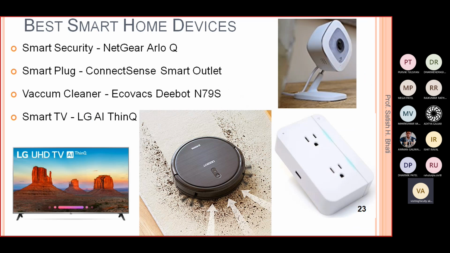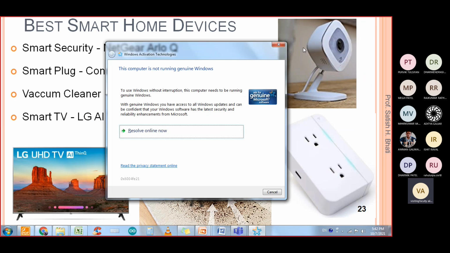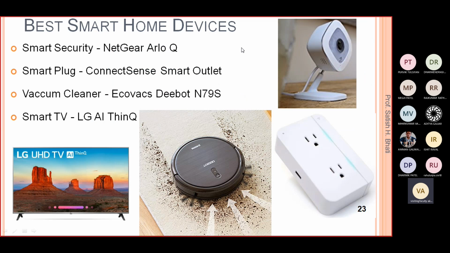Then for security we have one example, the Netgear Arlo Q. So it's a kind of camera. If you install it, it's continuously giving you the feed. You can do some settings such that if something suspicious is found, then it will give an alert message.